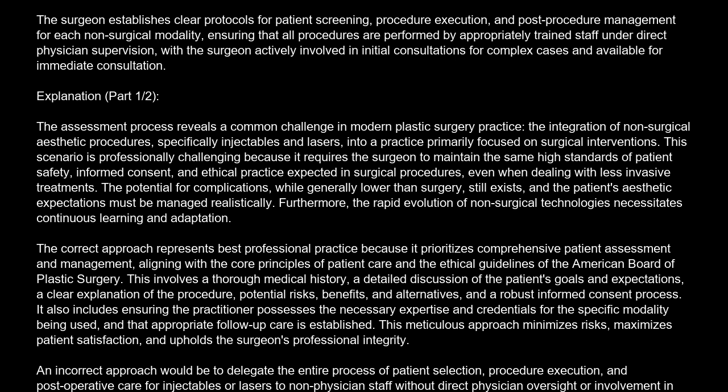It also includes ensuring the practitioner possesses the necessary expertise and credentials for the specific modality being used, and that appropriate follow-up care is established. This meticulous approach minimizes risks, maximizes patient satisfaction, and upholds the surgeon's professional integrity.